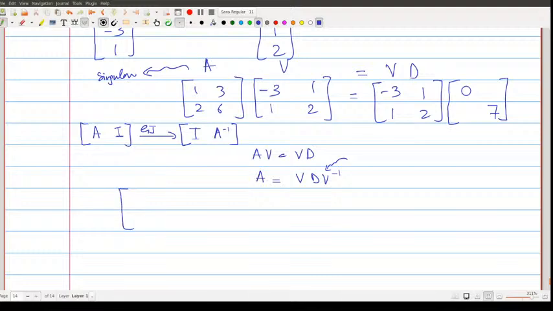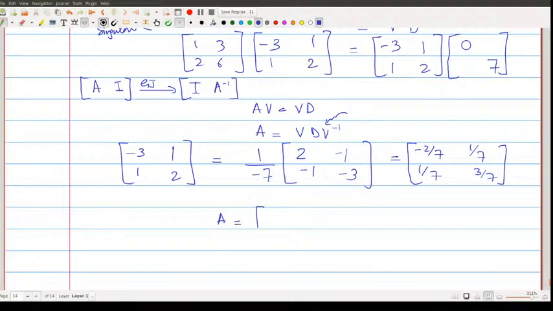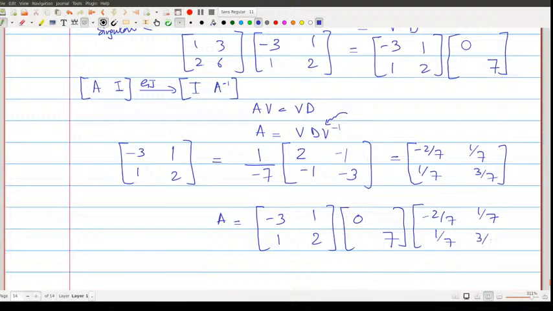It's 2 by 2, minus 3, 1, 1, 2. Let's just use the formula, which is 1 over the determinant, which is minus 6 minus 1, which is minus 7. And then we find the adjoint, which is 2, minus 3 and minus 1, minus 1. So the inverse is going to be minus 2 upon 7, 1 upon 7, 1 upon 7, and 3 over 7. So A can be written as minus 3, 1, 1, 2 times 0, 7 times minus 2 upon 7, 1 upon 7, 1 upon 7, and 3 upon 7.